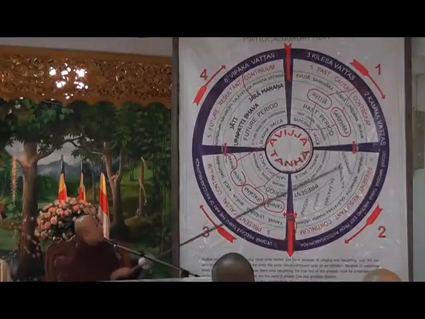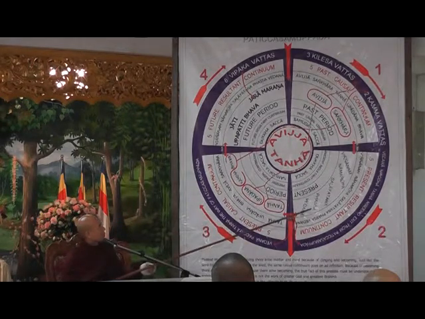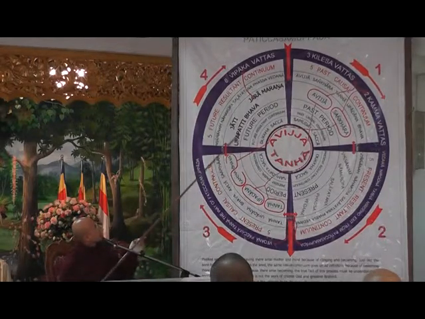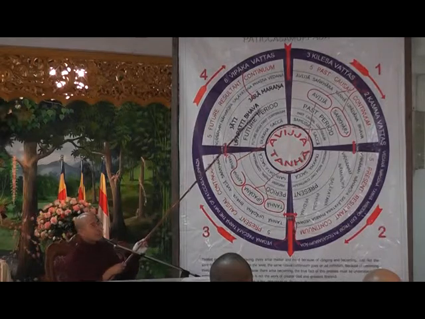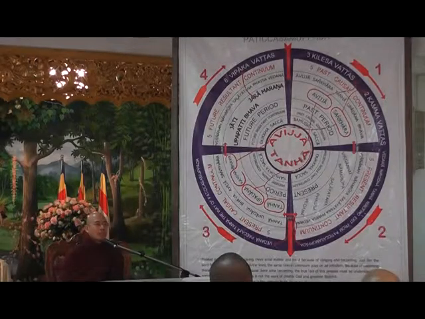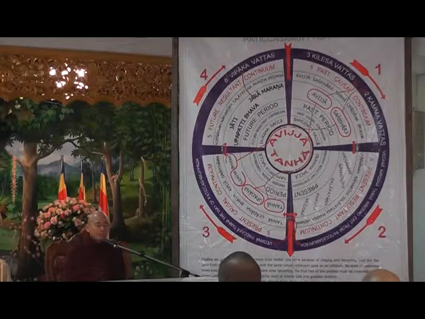Avijja and sankhara are causes. Vijnana, namarupa, salayana, phassa, vedana are effects. Tanha, upadana, kamabhava are causes. Jati and jaramarana are effects. Cause and effect, cause and effect. That is called dependent origination. Dependent origination means cause and effect. Good cause, good effect; bad cause, bad effect.